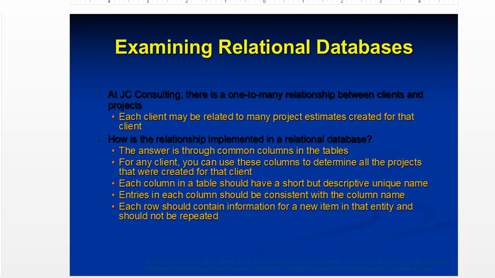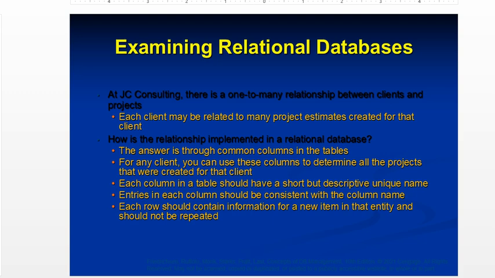So at JC Consulting, there is a one-to-many relationship between clients and projects. Each client may be related to many project estimates created for the client. However, how is the relationship implemented in the database? The answer is through a common column in the tables. You can use these columns to determine all the projects that were created for a client.